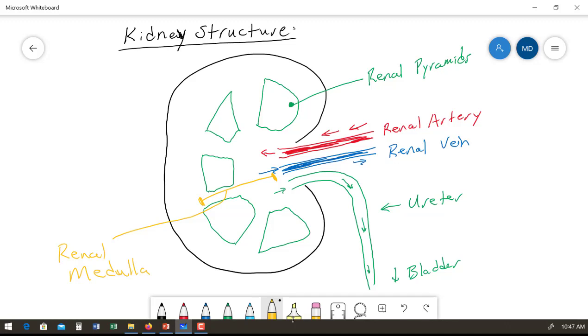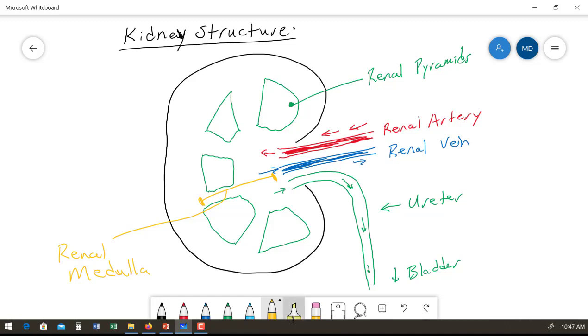The renal medulla, if you recognize the term, medulla just means the center of an organ. It's a general term. Renal means kidney, so the center of the kidney. It basically encompasses this area that has the pyramids as well as this center area here.